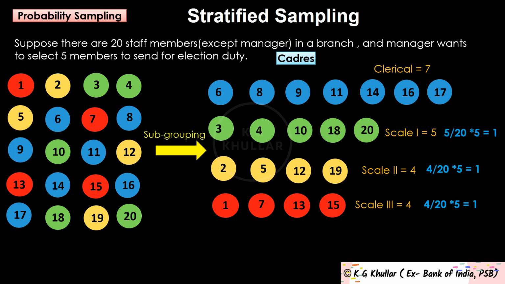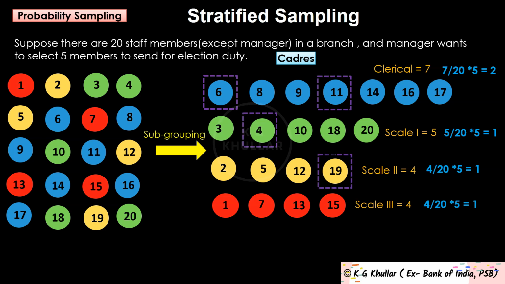Then 5 divided by 20 multiplied by 5 equals approximately 1 officer from scale 1. And finally, 7 divided by 20 multiplied by 5 equals approximately 2 clerical members. So as you can see, this type of sampling is nothing but stratified sampling. Friends, I hope this stratified sampling method is clear to you.